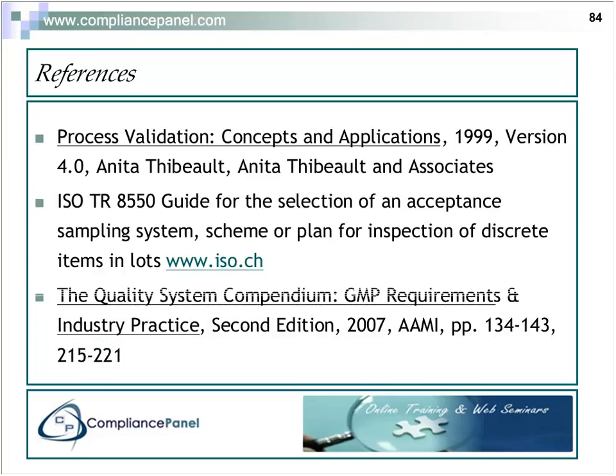Anita Thibault's book, ISO TR 8550, helps you use acceptance sampling plans properly. That's available from ISO and may also be available from, well, it's available from ANSI in the U.S., maybe ASQ as well. There's another publication, if you happen to have taken a course from AAMI on quality systems, they have a publication called the Quality System Compendium, and it has some discussions on process validation in that book as well.